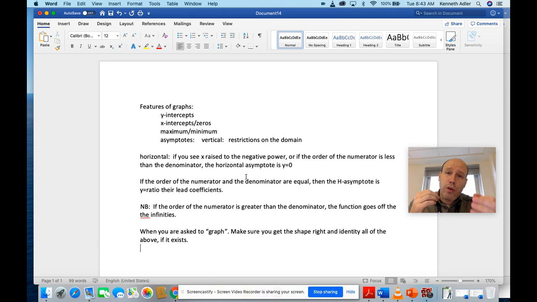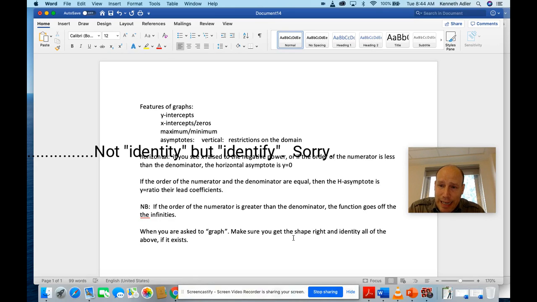If the order of the numerator and the denominator are equal, then the horizontal asymptote is the ratio of the lead coefficients. We'll take a look at that in a second. And just a nota bene, NB, if the order of the numerator is greater than the denominator, then the function just goes off to the infinities. And when you are asked to graph, make sure you get the shape right and identify all the above if it exists.